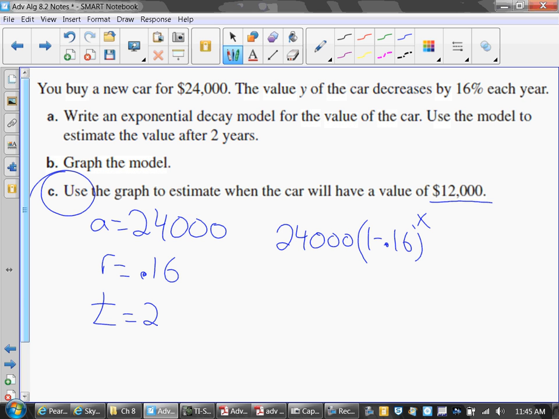So in my graphing calculator, I would type in 24,000 times 0.84 to the x. And I would look in my table function of y values to look for when it's about 12 grand. That'll figure out how many years it took to depreciate that much.